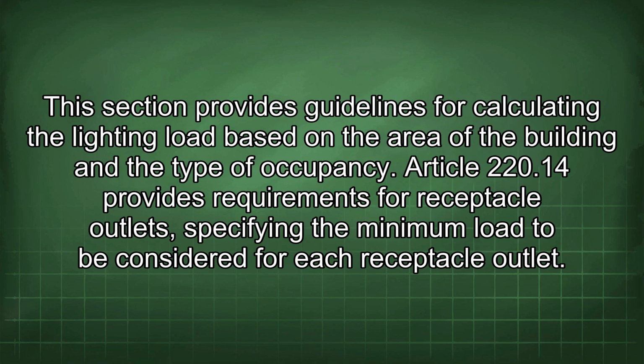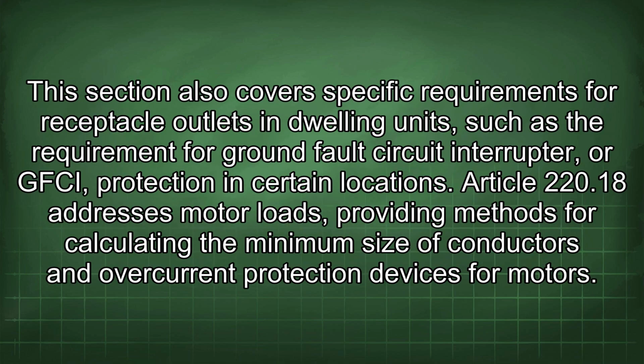Article 220.14 provides requirements for receptacle outlets, specifying the minimum load to be considered for each receptacle outlet. This section also covers specific requirements for receptacle outlets in dwelling units, such as the requirement for ground fault circuit interrupter, or GFCI, protection in certain locations.